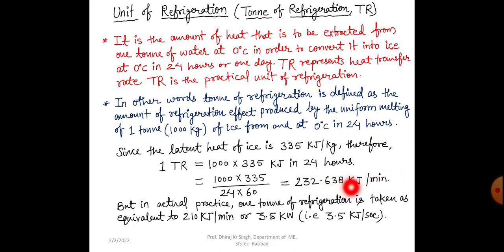So this value is a particular theoretical value. But in actual practice, 1 ton of refrigeration is taken as 210 kilojoule per minute or 3.5 kilowatt. So for our calculation purpose, we have to take the value of 1 ton of refrigeration equal to 3.5 kilowatt or 210 kilojoule per minute.